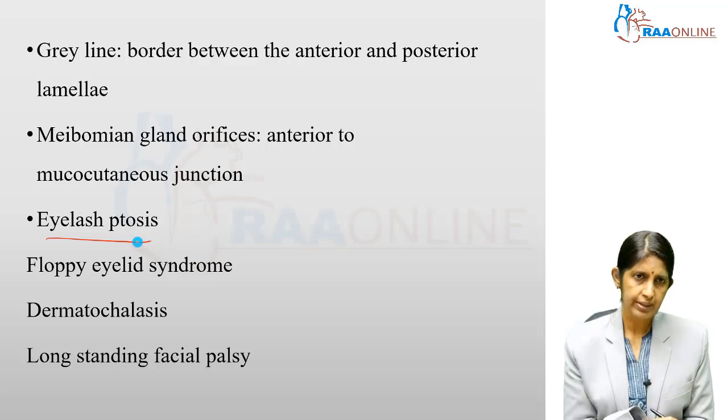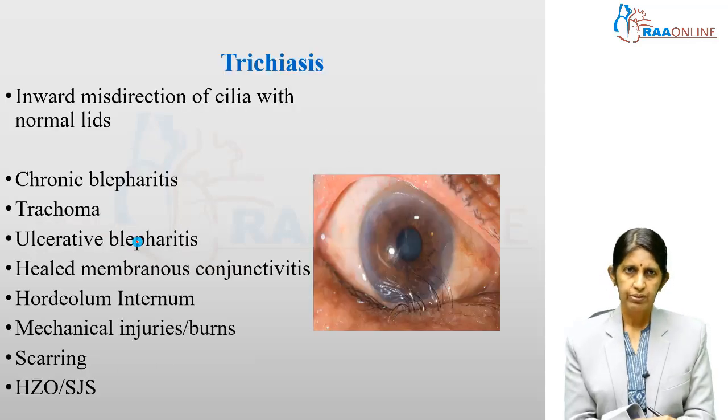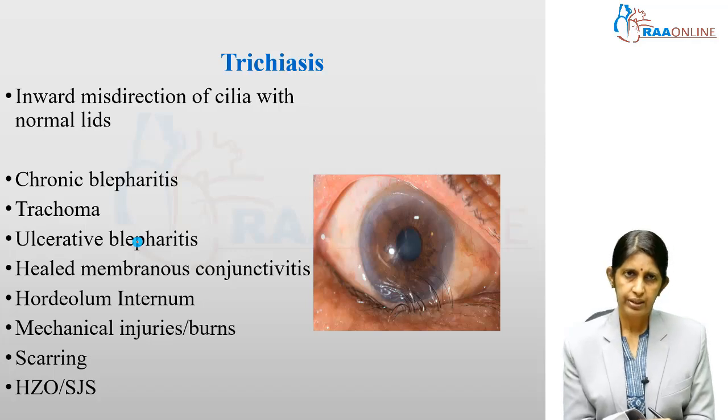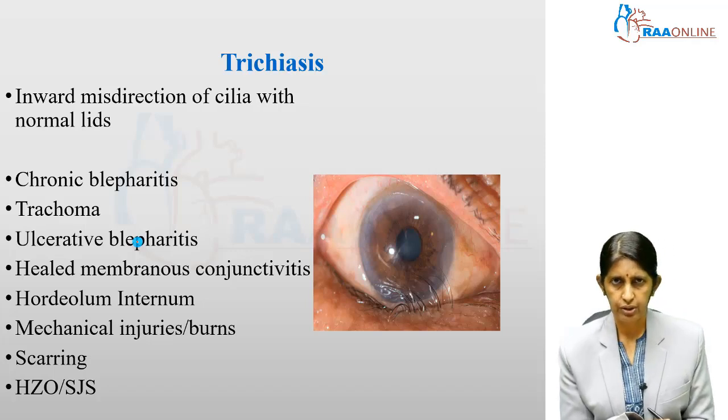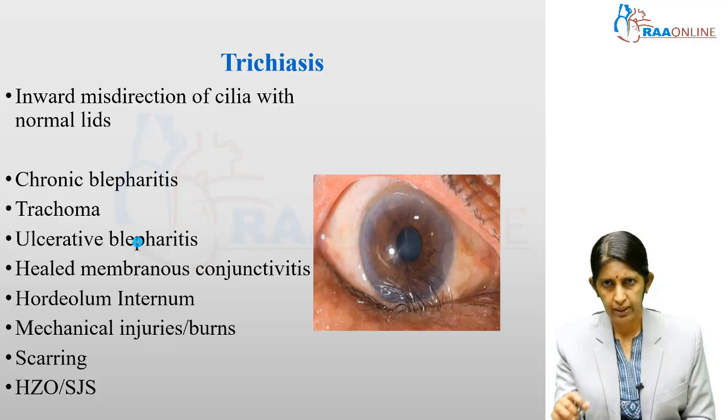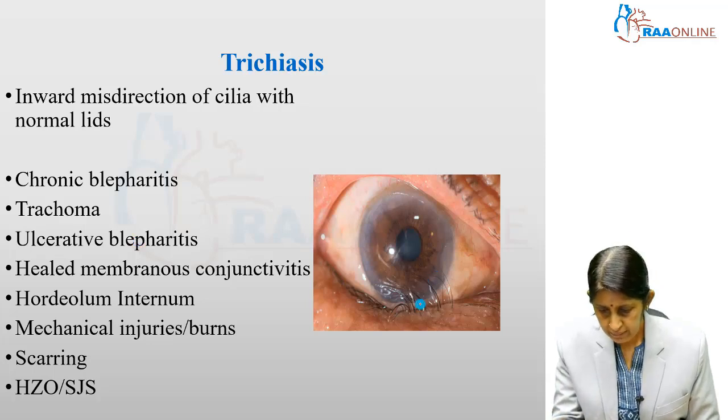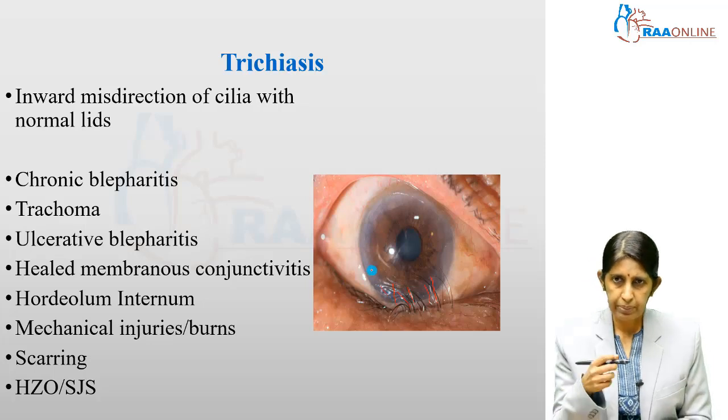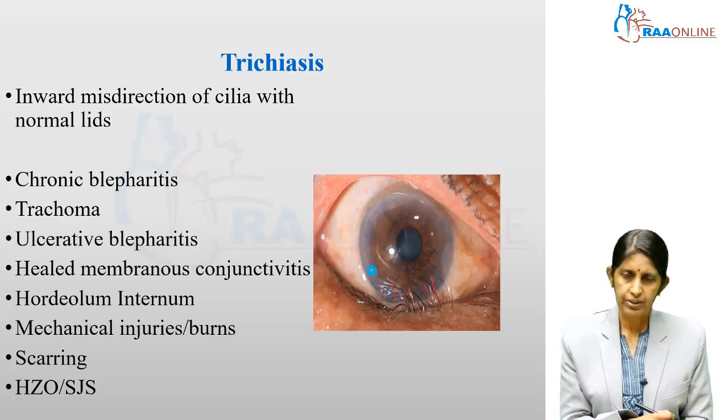That is typically seen in floppy eyelid syndrome, or in dermatochalasis, or in long standing facial nerve palsy. So this is trichiasis. You can see here there is an inward misdirection of the cilia with the normal eyelid. These eyelashes are directed towards the cornea. They are abrading the cornea, and when it abrades the cornea, it can result in a corneal ulcer.